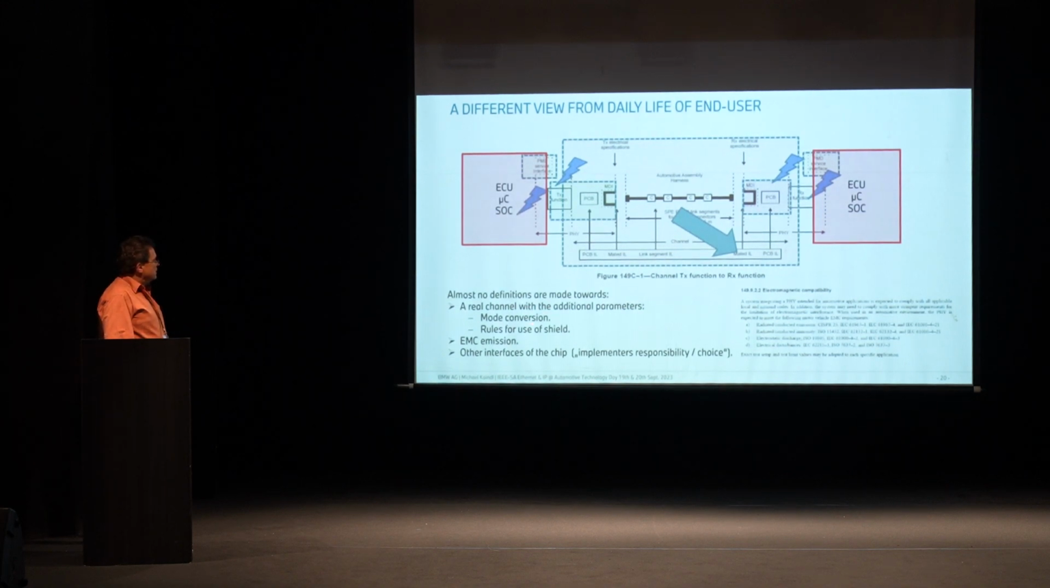Then one topic is that I'm missing the mode conversion, because mode conversion covers both. It covers the signal integrity as well as the emission. And I'm missing some topics on how I should apply a shield and what effect a shield might have on the overall system, because it does not end here. And as mentioned before, I'm missing effects on the complete other interfaces.